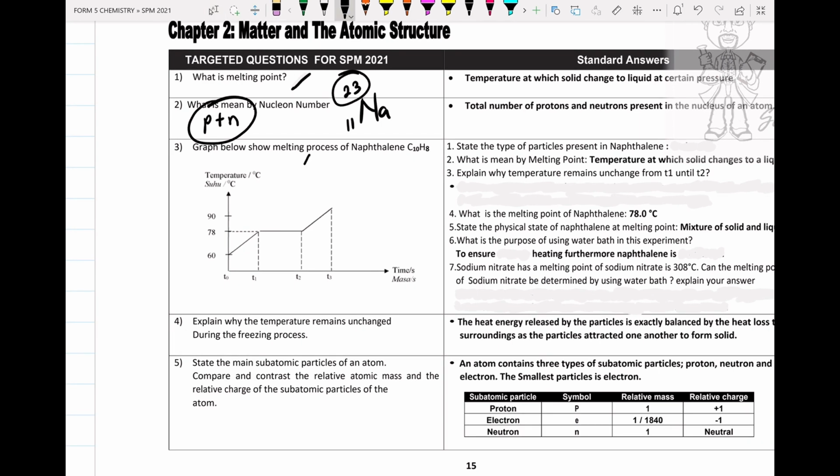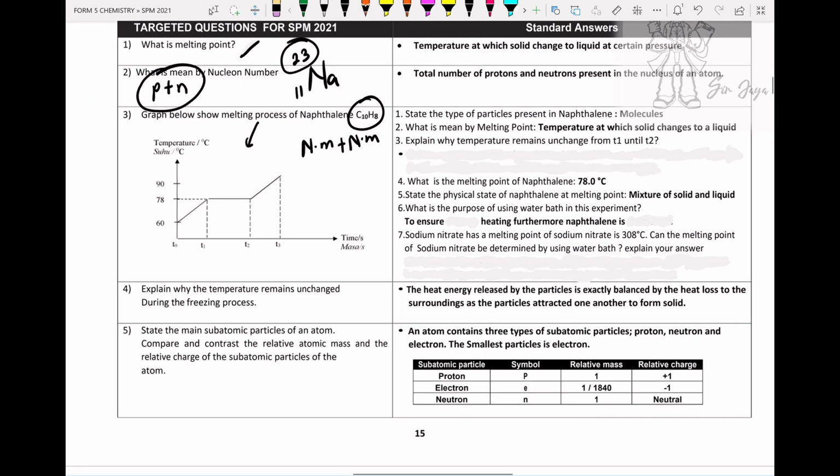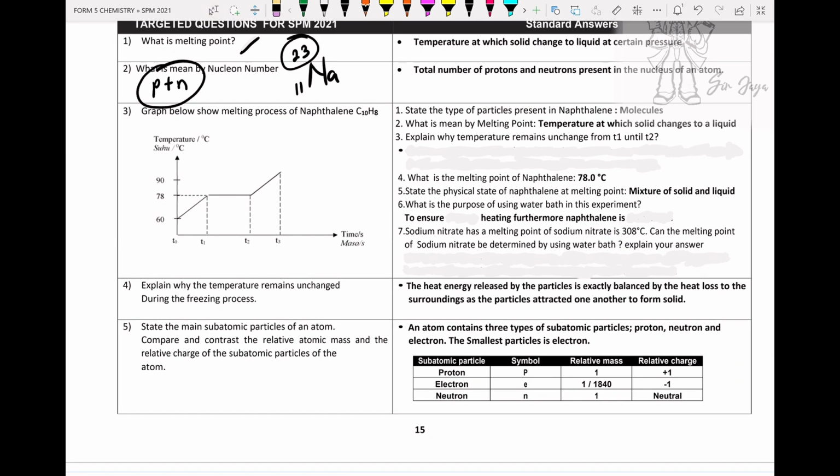Next, the melting process of naphthalene. Naphthalene exists as molecules because it is non-metal plus non-metal. So the first point, the type of particles present in naphthalene is molecule. When we check this graph, it is the heating process of naphthalene, the melting process where solid changes into liquid. The particles here are in solid state, here in liquid state, and here a mixture of solid plus liquid. So what is meant by melting point? The temperature at which a solid changes into a liquid.